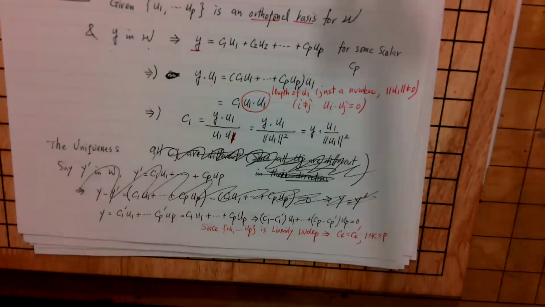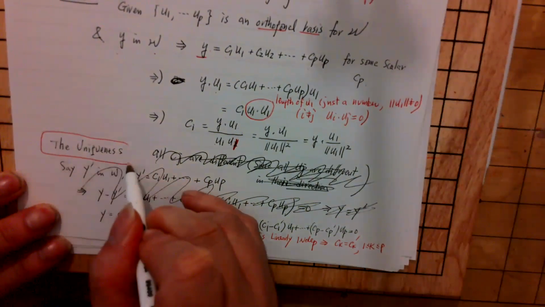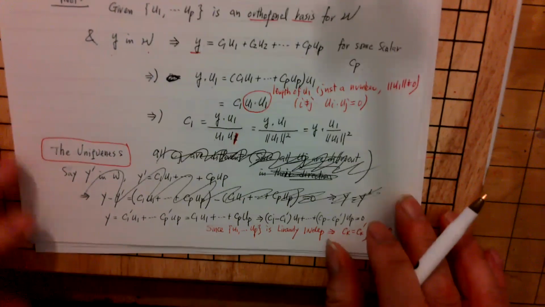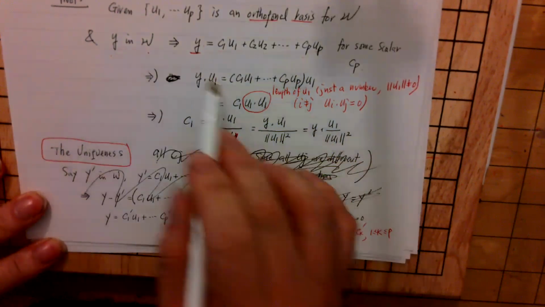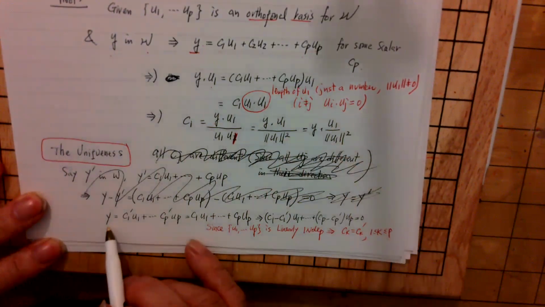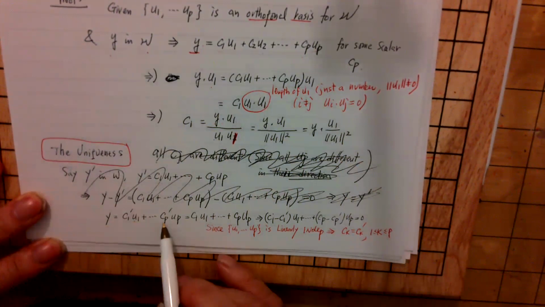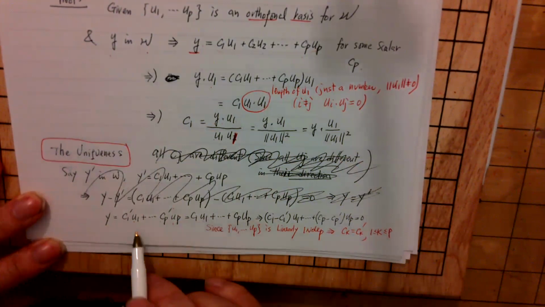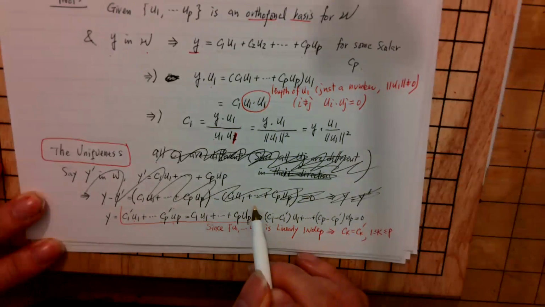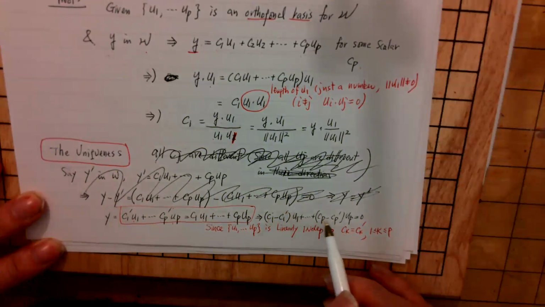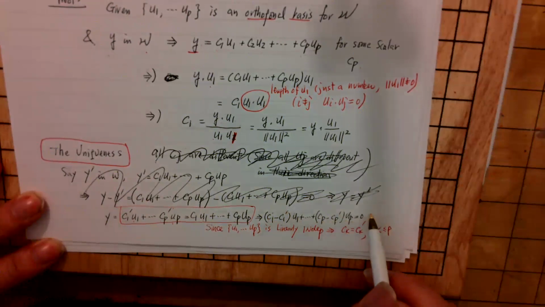Now, for uniqueness, how can I prove uniqueness? Well, this is one way of representation, y equal to c1 u1 up to cp up. And say I can write the other representation, c1 prime u1 up to cp prime up, which is equal to c1 u1 plus cp up. If I combine these two, I can rewrite c1 minus c1 prime times u1, plus all the way up to cp minus cp prime times up, equal to zero. But u1 up to up are linearly independent.